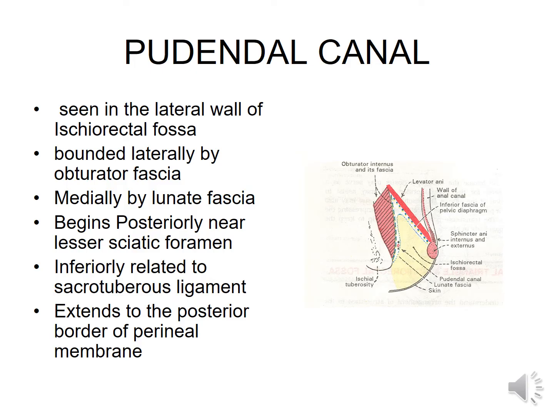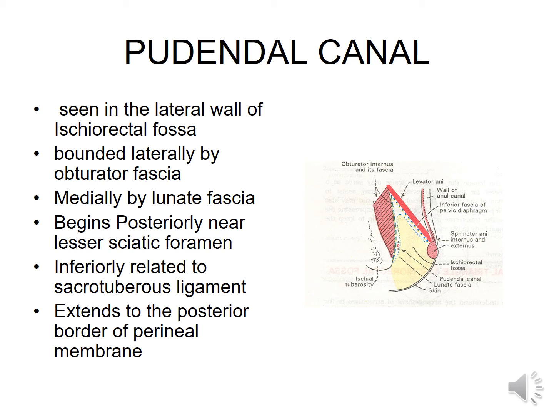Let's discuss an important structure in the lateral wall of the ischiorectal fossa, that is the pudendal canal. It is bounded laterally by the obturator fascia and medially by the lunate fascia. Now what is this lunate fascia? The lunate fascia arches over the ischiorectal fat, and you can see it in this diagram. It begins laterally at the pudendal canal and merges medially with the fascia covering the deep part of the external anal sphincter. It also divides the ischiorectal space into suprategmental and tegmental space.